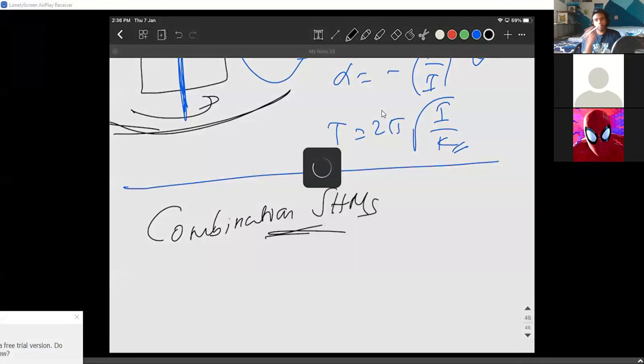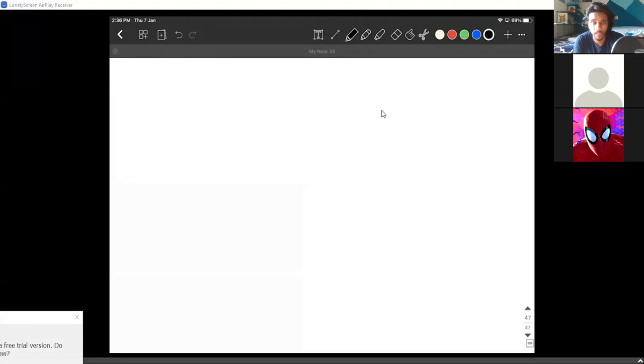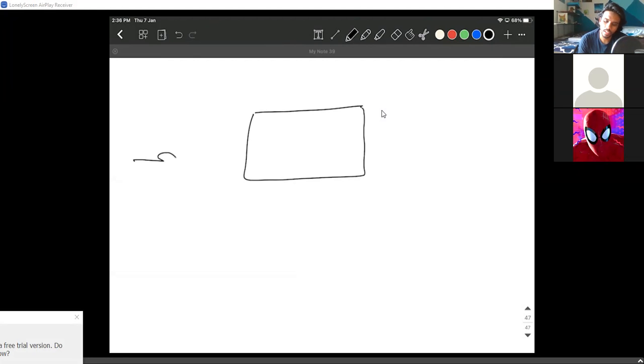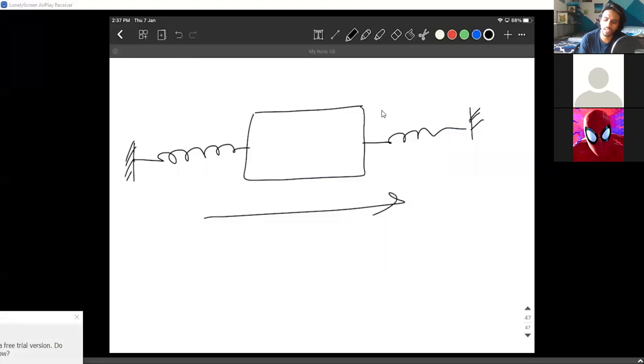Now, what is a combination of SHM? How can you combine two SHMs? We can do it theoretically or we can do it practically. Since we all love doing it practically, let's talk about it practically first. Let us say there is a block, an empty room, which is connected to a spring or two springs. It's executing an SHM.